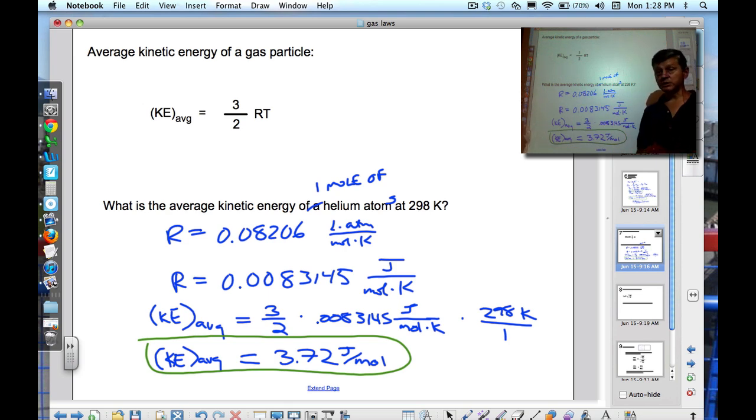Even though these two particles have the same kinetic energy because they're at the same temperature, the helium atom would be moving at a much, much greater speed than the xenon atom because it's got a much lower molar mass. So in the next video cast, we're going to talk about what's called the root mean square velocity of a gas particle, which you will see does depend not only on the temperature but on its molar mass. Okay?